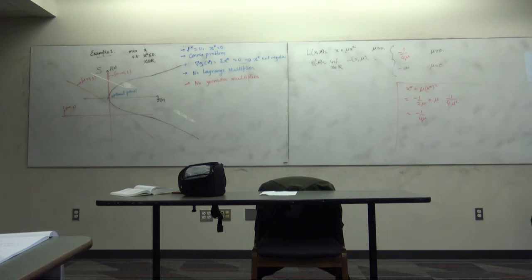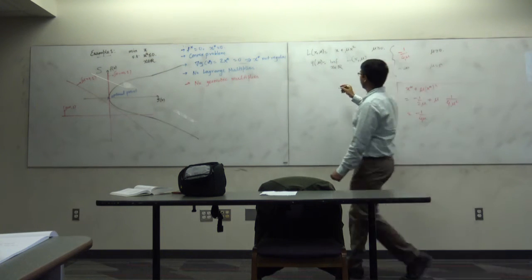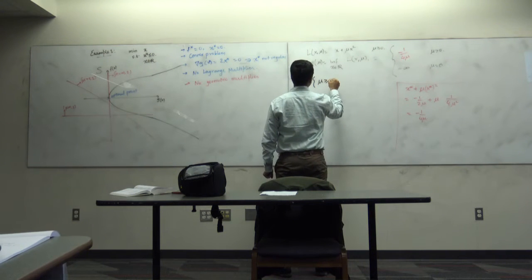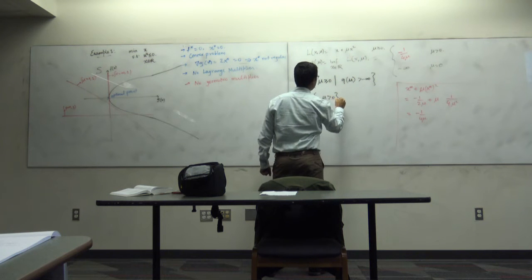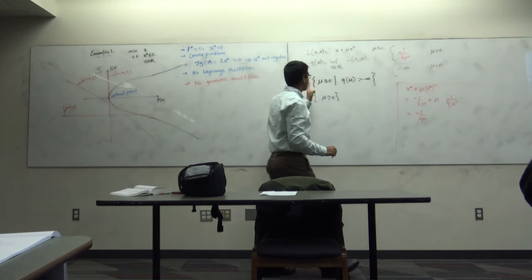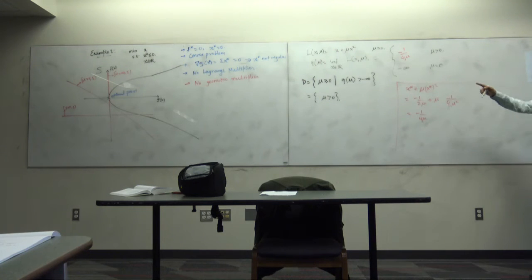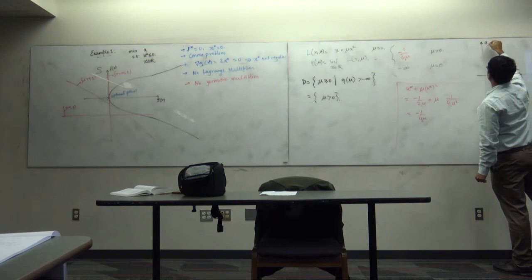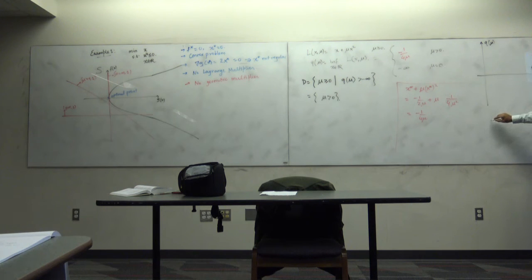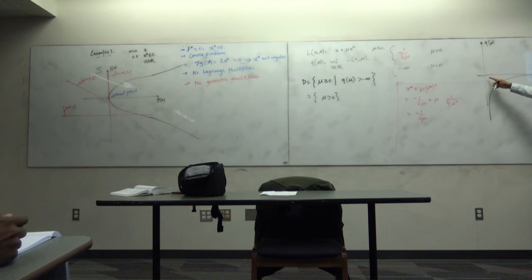Okay, so let's look at the shape of this particular function. So what's the domain? D is mu greater than or equal to 0 such that q of mu is greater than negative infinity. So that means mu greater than 0, right? Because for mu equal to 0, it's negative infinity, so that's out of the domain. So let's try to draw the function q in its domain, which is mu greater than 0. This is my mu, this is my q of mu, and what I have is a function that looks like this. So it goes all the way to negative infinity as mu gets closer to 0, otherwise it looks like a hyperbola.